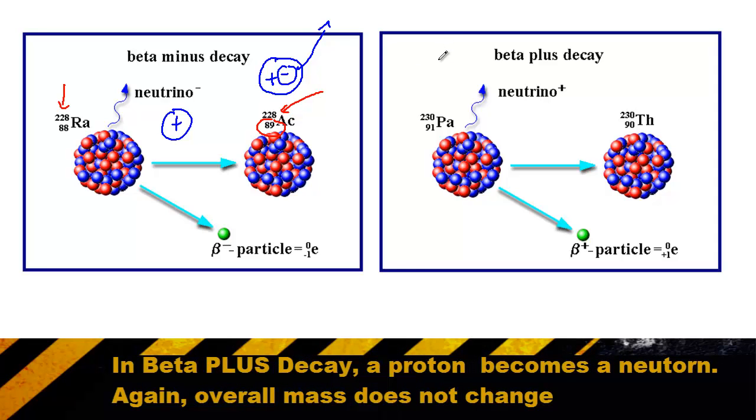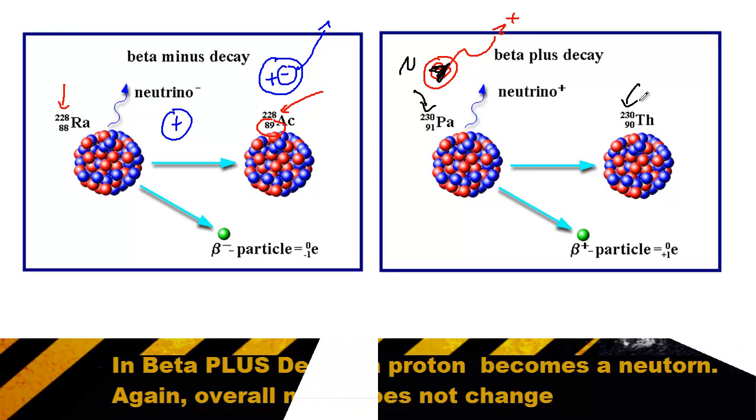In beta plus decay, we start off with a positively charged proton, and then that positive charge is emitted in the form of a neutrino. And since the proton has lost its positive charge, we simply call it a neutron. Again, in beta plus decay, the total mass hasn't changed, simply the number of protons. In this case, the number of protons drops because we have a proton transforming into a neutron.